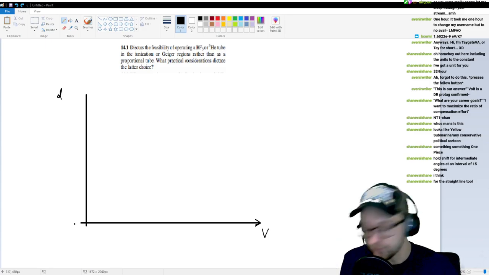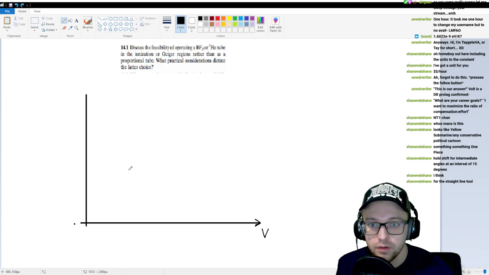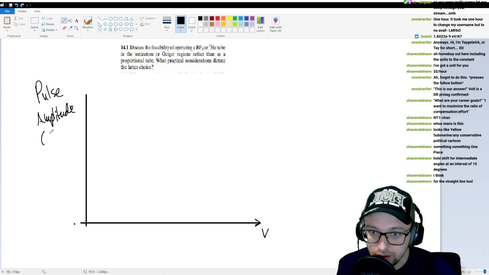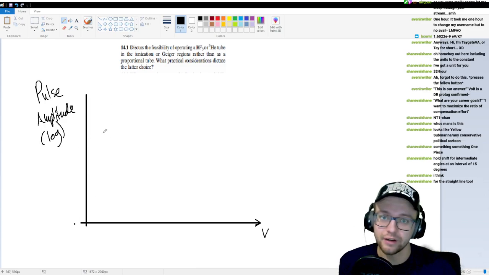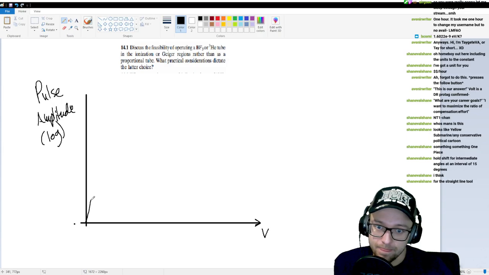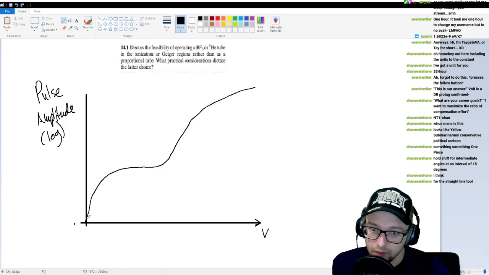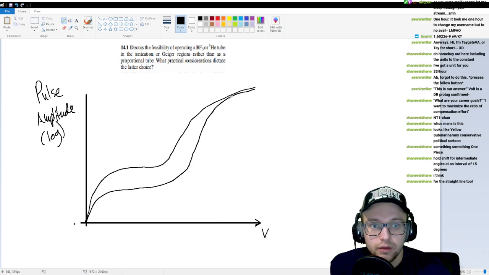Okay, it's pulse amplitude. Alright, pulse amplitude. And it's in a log scale, meaning that in order to go up this, it's got to be really significant growth, right? So, there's a couple different regions that are worth knowing. And these two should form a single area here as it goes off.